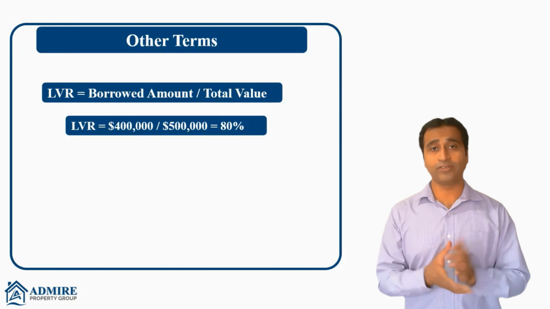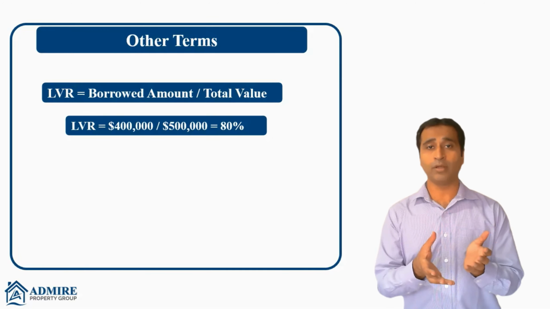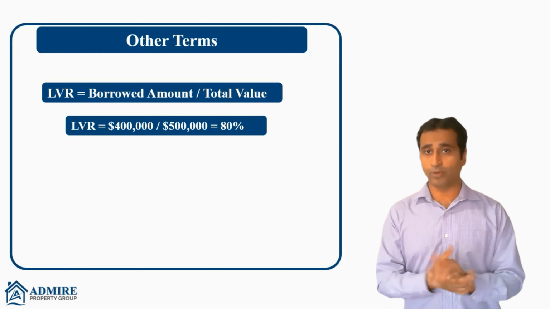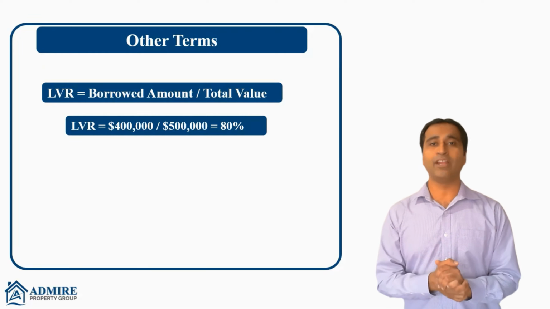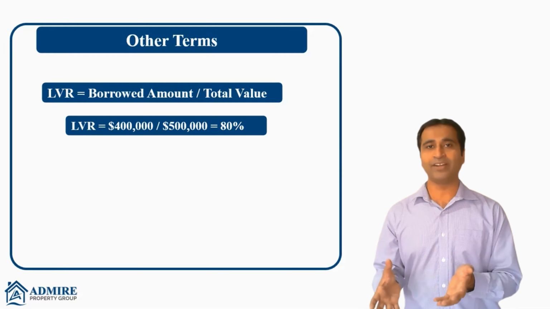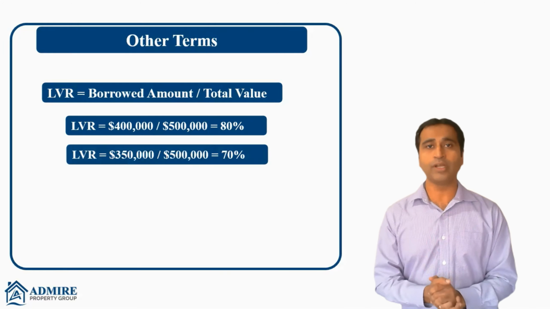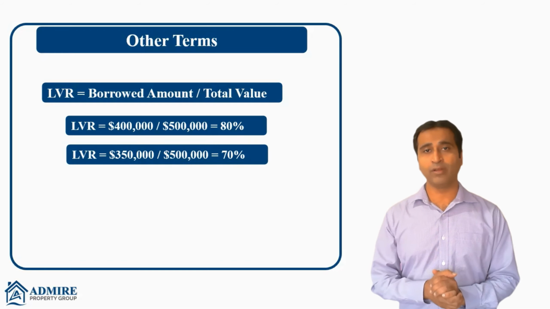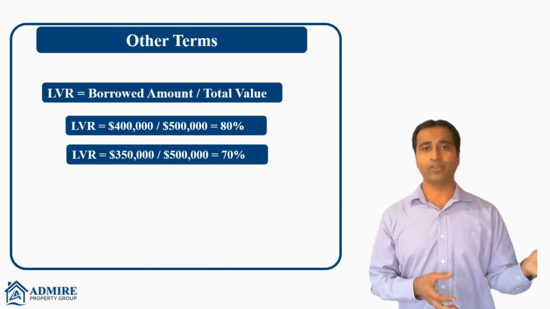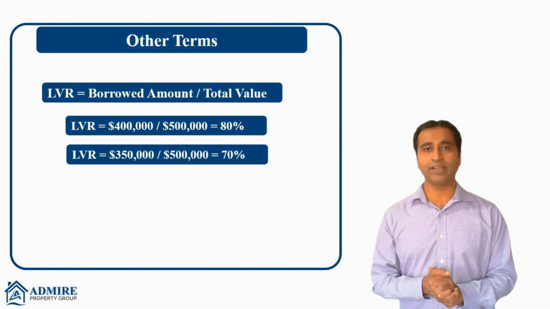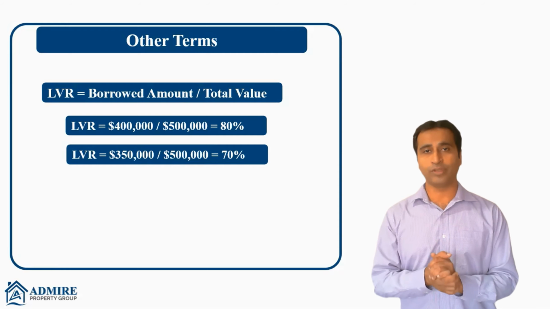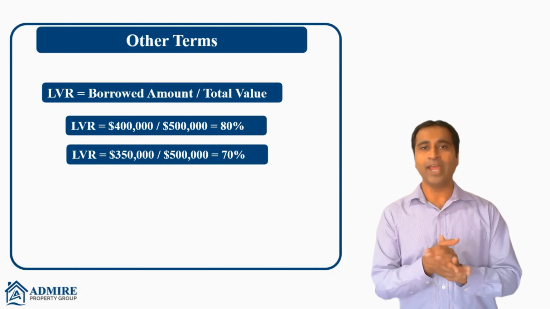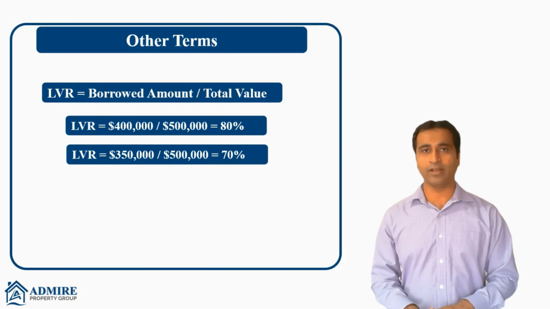So $100,000 is the deposit which you have put towards the property from your pocket. The more deposit you put into the property, the lower the LVR would be. For example, if you put $150,000 instead of $100,000, the LVR comes out to be 70%. In case of refinancing, for example, if you bought the property 10 years ago and you want to refinance it now, they calculate it based on the amount you're borrowing from the bank and the value of the property at the current time.